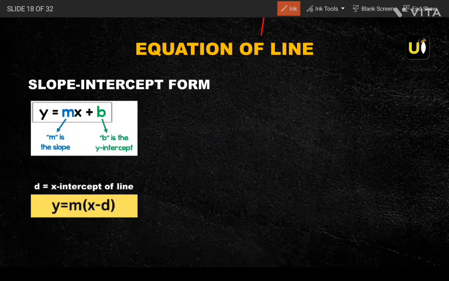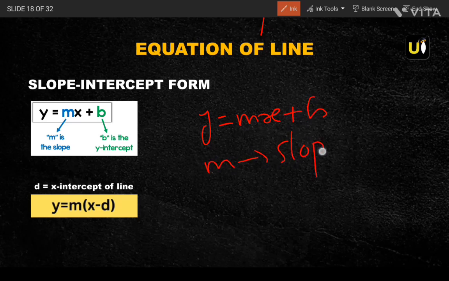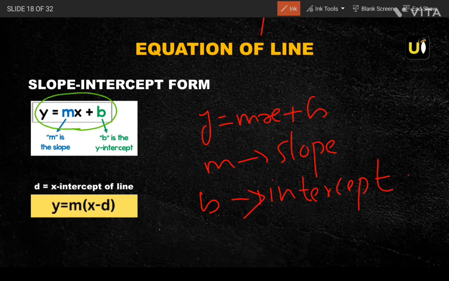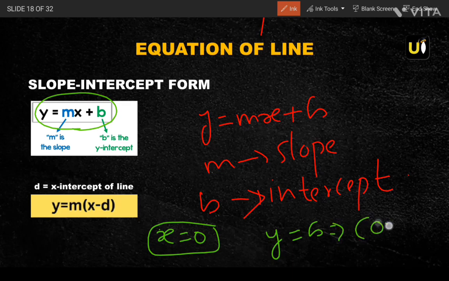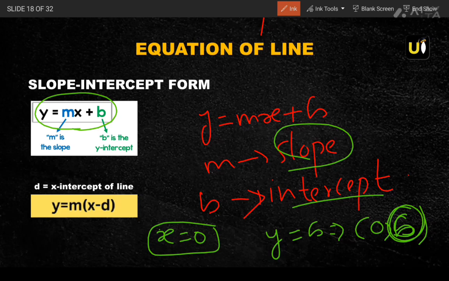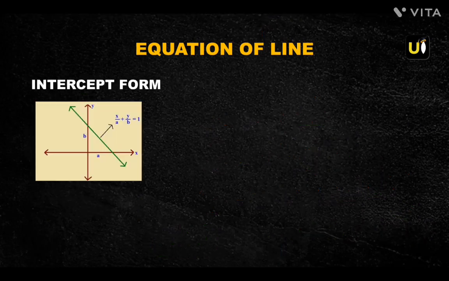So now let's discuss the slope intercept form. y is equal to mx plus b. Here m is the slope of the line, b is the intercept. So we have to find this intercept. Now let's substitute x is equal to 0. That is y is equal to b. That means the point is 0 comma b. So this is the y-intercept. If we were given the slope and intercept, then simply y equal to mx plus b is the formula for the equation of the line.